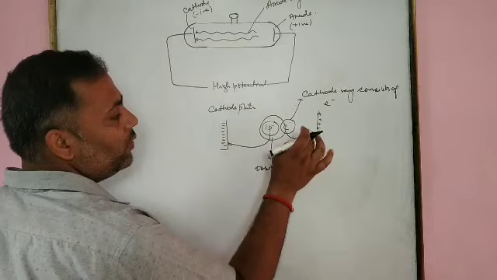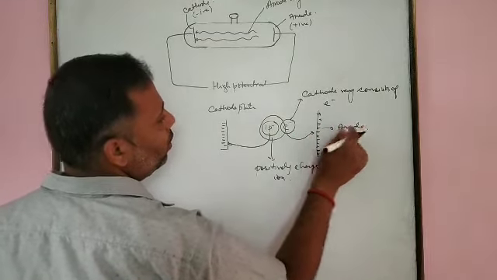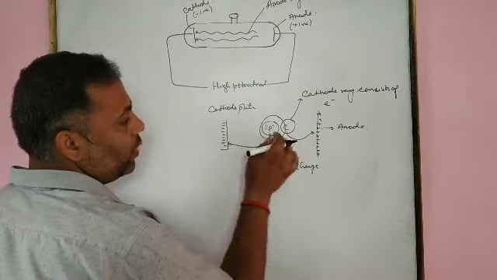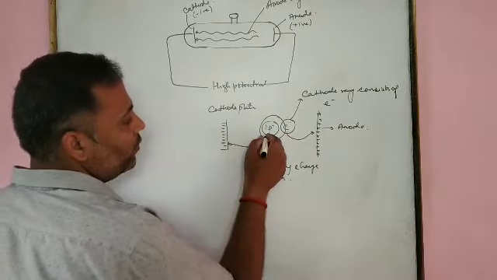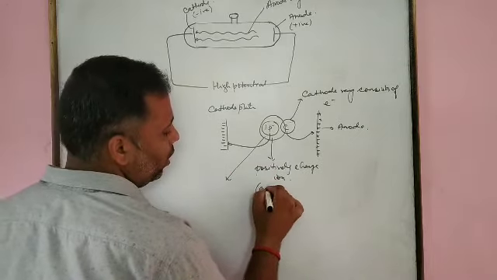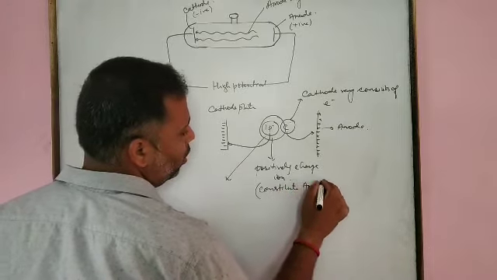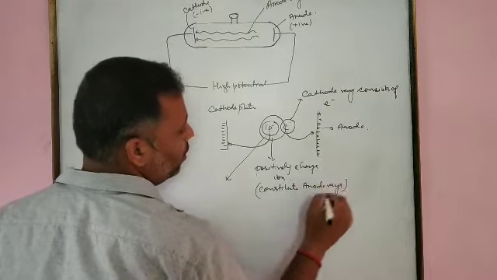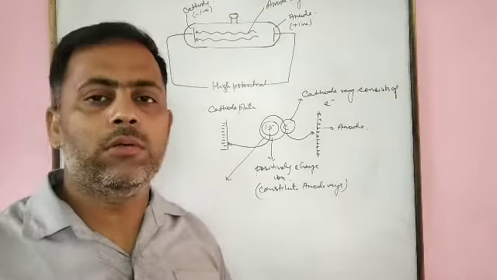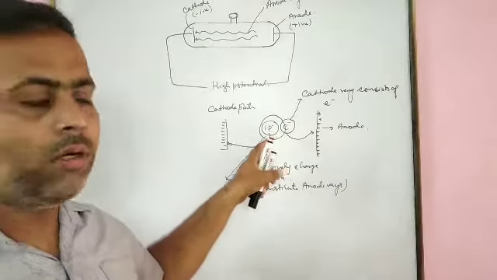From where are they moving? This one is the anode, and they are moving towards the cathode. Since they originate from the anode and move towards the cathode, they are positively charged ions. They constitute anode rays. This is how we are able to know that the atom is constituted of electron and proton.